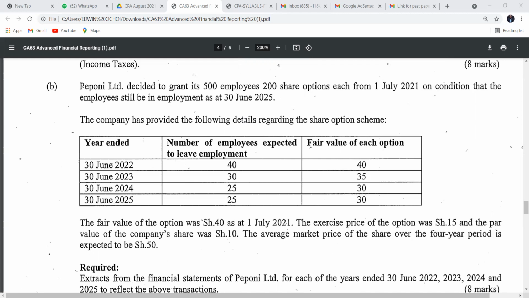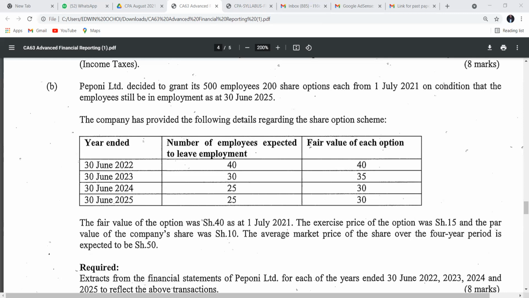Because we said under the vesting condition, we have the performance condition and we have the service condition, whereby the performance condition is all about the employees having to perform to a certain performance level or to a certain profitability level, but that one is not there. So the condition provided here is that the employees have to be there from 1st July 2021 to 30th June 2025. So that is all about the service condition.